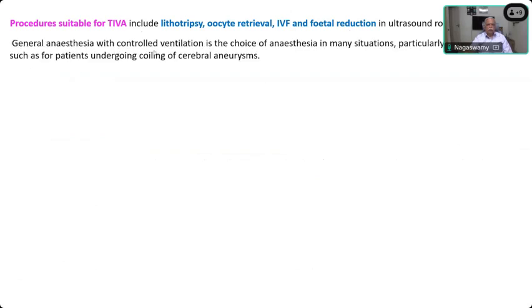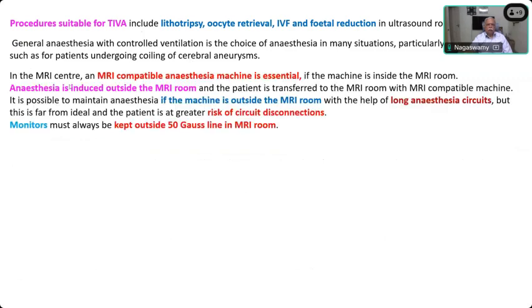General anesthesia with controlled ventilation is the choice in many situations, particularly when patients are undergoing coiling of cerebral aneurysm, etc. in the radiology suite. And in MRI, you must use an MRI compatible anesthesia machine. Not just MRI safe, but it should be MRI compatible. What is the difference between MRI compatible and MRI safe equipment?